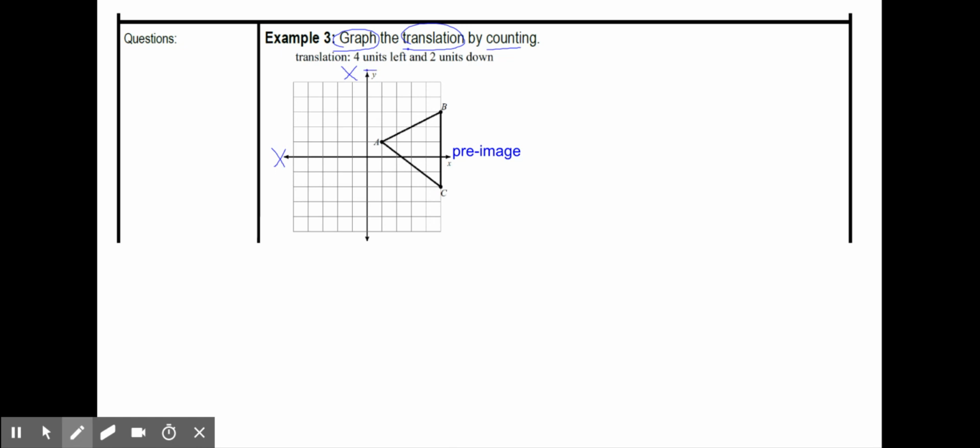ordered pair and I'm subtracting 4 from it. So I'm going to go 4 left and 2 units down. So my y-axis is my up and down. So it's like I'm taking my y coordinate and subtracting 2.